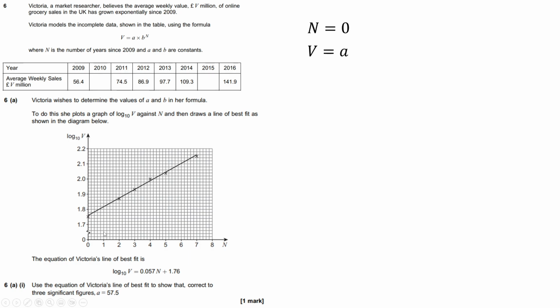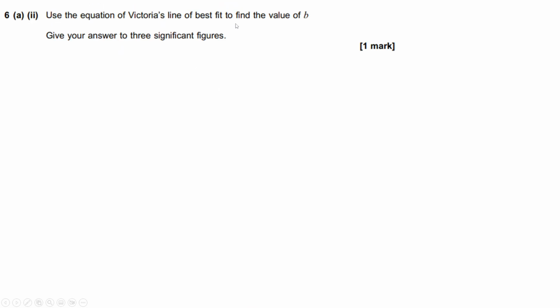Now here we can see that a is the y-intercept, but the y-intercept is just 1.76 as we're reading from here. So log base 10 of v equals 1.76. So if we take 10 to the power of both sides, then we get v equals 57.54, which is a, and that's approximately equal to 57.5. Find the value of b, give your answer to 3 significant figures.